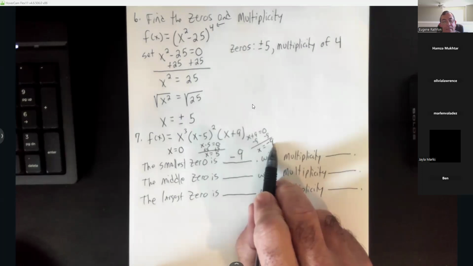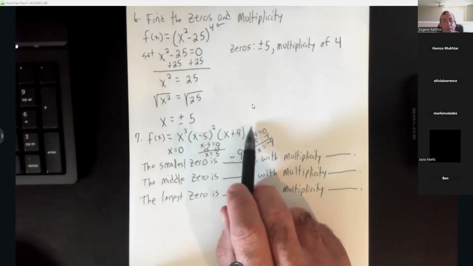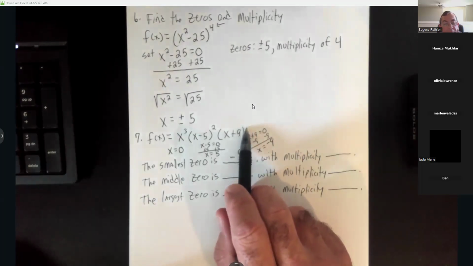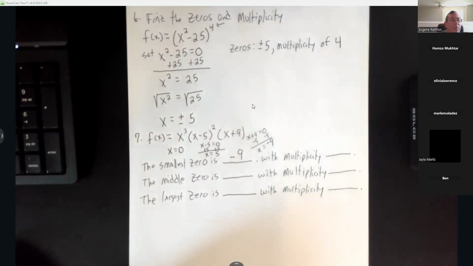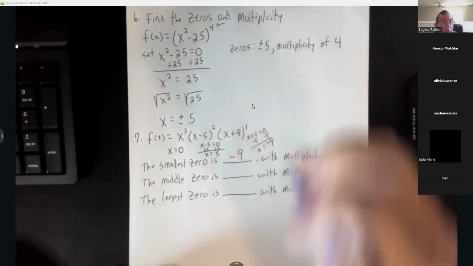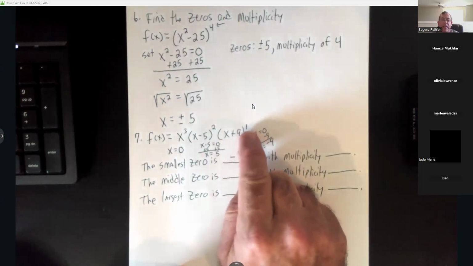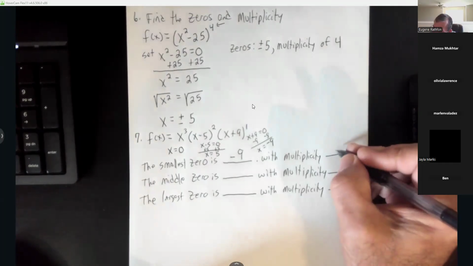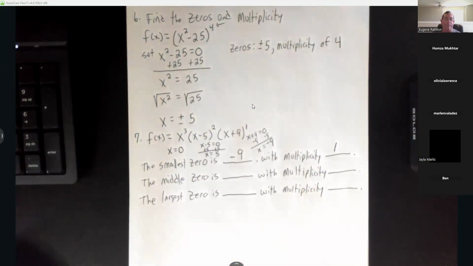So let me ask y'all this. There's not a number outside those parentheses. So technically, what number would be outside those parentheses? Remember, if anything don't have an exponent by it, it's automatically a 1. So since these parentheses didn't have an exponent, it's a 1. So that means the zero of -9 has a multiplicity of 1.